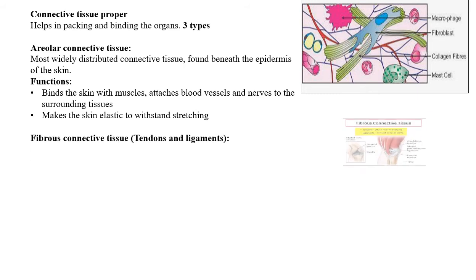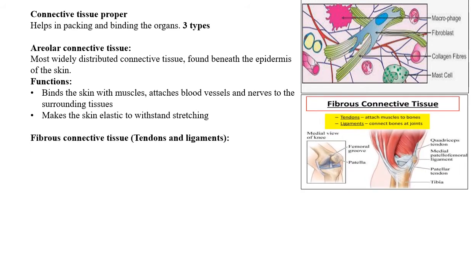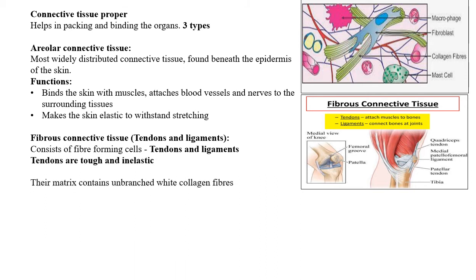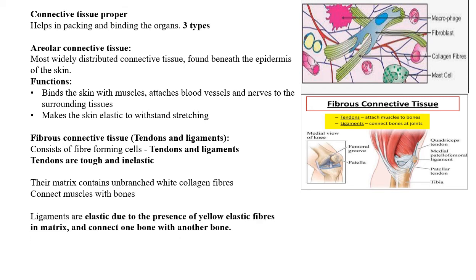Fibrous connective tissue, tendons and ligaments. It consists of fiber-forming cells, tendons and ligaments. Tendons are tough and inelastic. The matrix contains unbranched white collagen fibers. They connect muscles with bones. Ligaments are elastic due to the presence of yellow elastic fibers in the matrix and connect one bone with another.